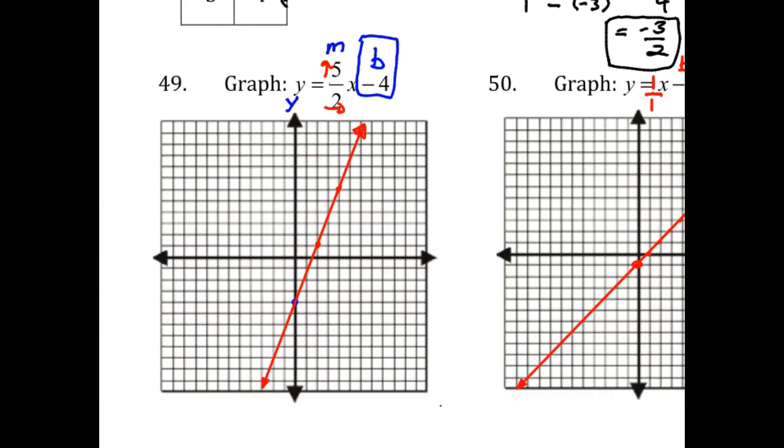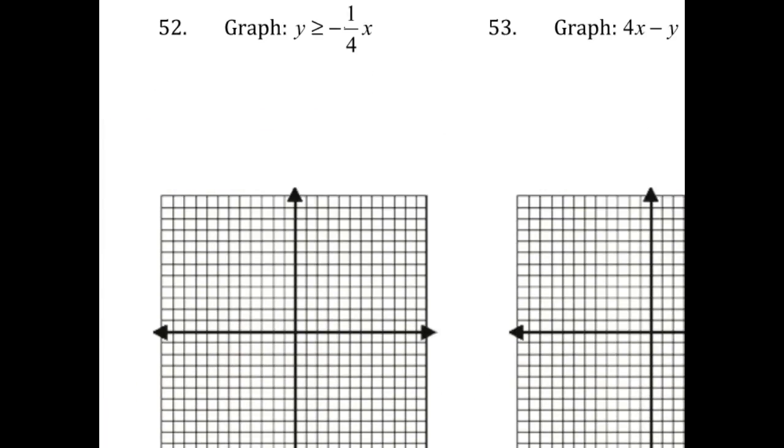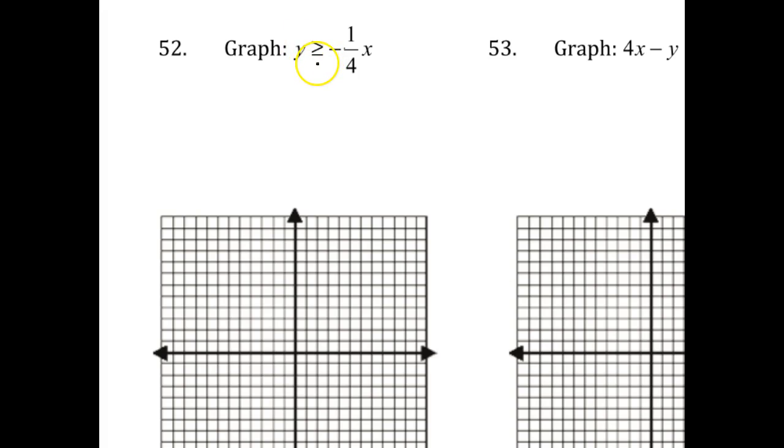Okay, 52. Okay, we have an inequality here, so it's going to have some shading. We're missing a y-intercept, so we're going to use 0, start at the origin. So we're going to go down 1, because it's negative, and then right 4. So down 1, right 4. And this is a solid line since we have a line underneath, so I can use a solid line.